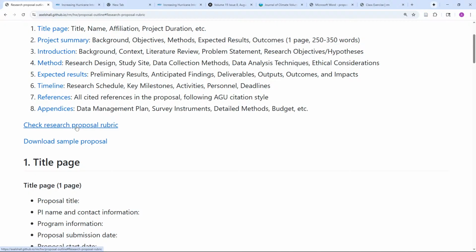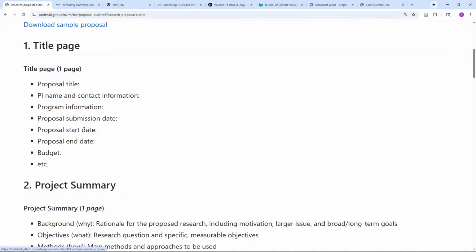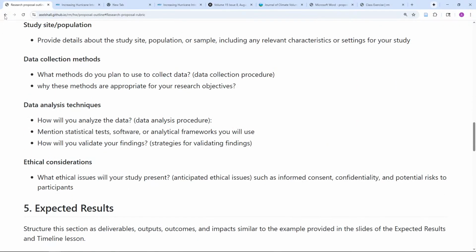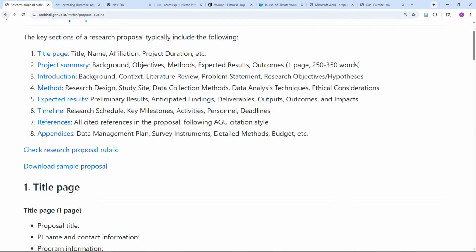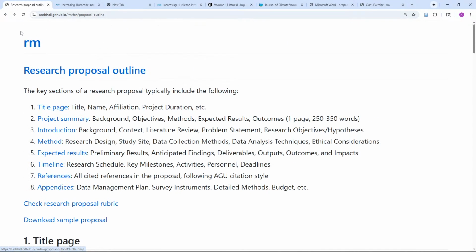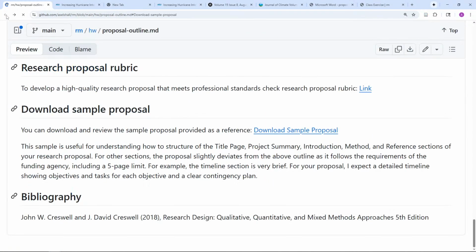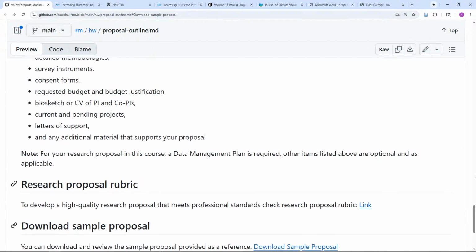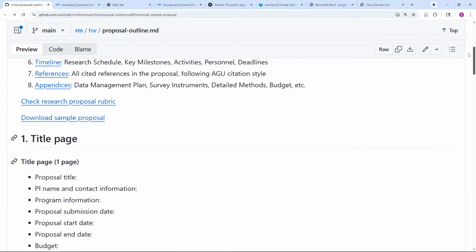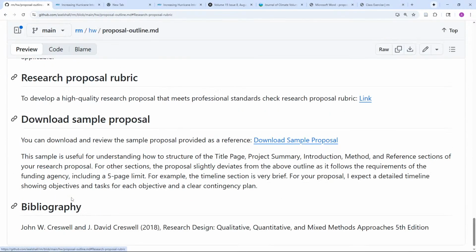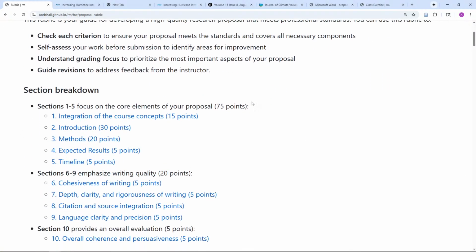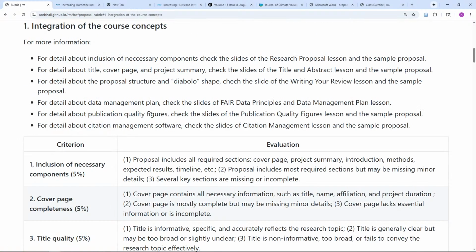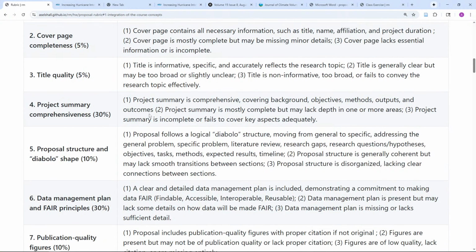This is your research. Some of these links are broken. Check your proposal rubric. Okay, here's the link to the rubric. Okay, here we go. So the integration, project summary comprehensiveness, title quality.